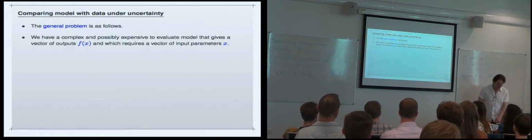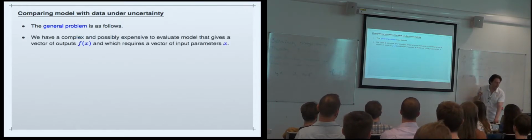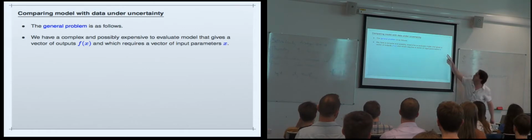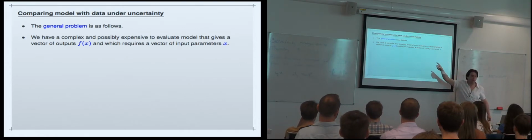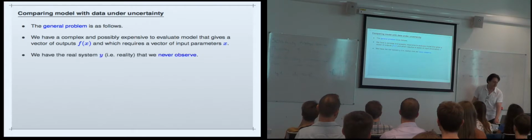So the general problem is as follows. Let's be a bit more mathematical now. We have a complex and possibly expensive to evaluate model that gives a vector of outputs f of x and requires a vector of input parameters x. So we put these in, that's a vector, and we get those out, that's a vector as well. f is a vector too.